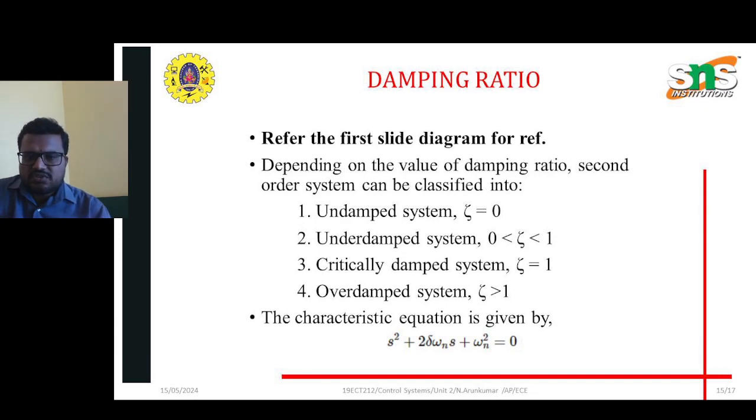The damping ratio is used to identify whether the system is undamped, underdamped, critically damped, or overdamped. If it is an overdamped system, then the response may have a high gain value, and those values will be marked on this graph. It can be calculated based on the characteristic equation only: s square plus 2 delta omega n s plus omega n square.